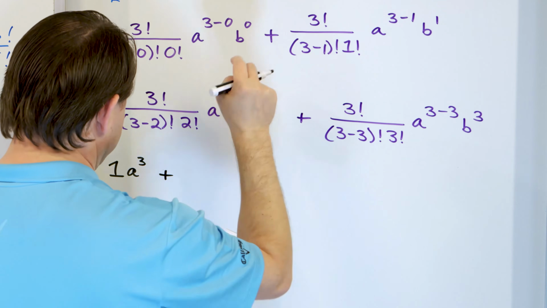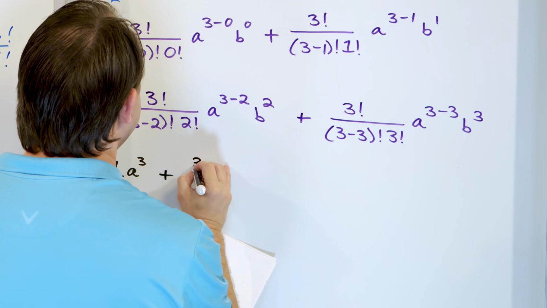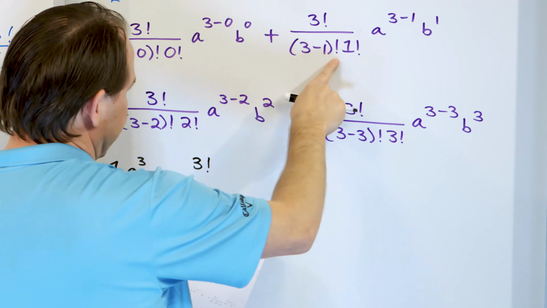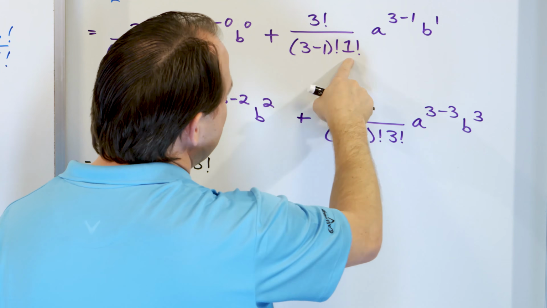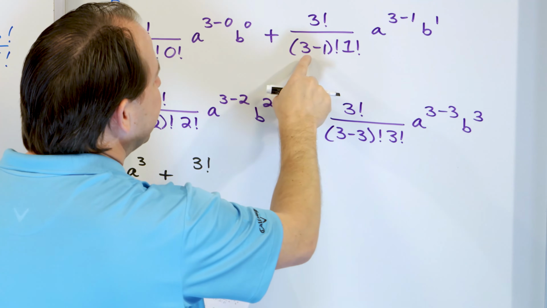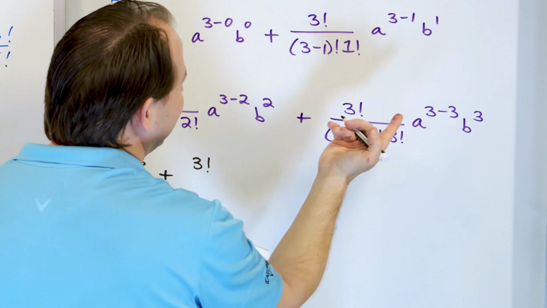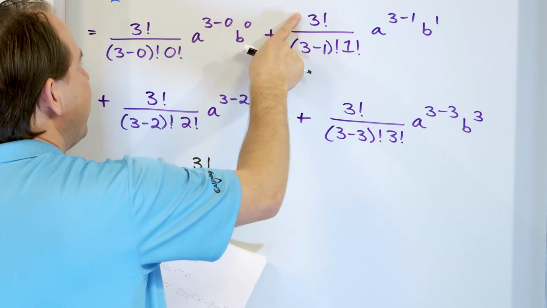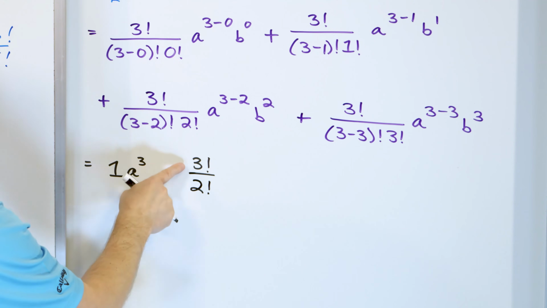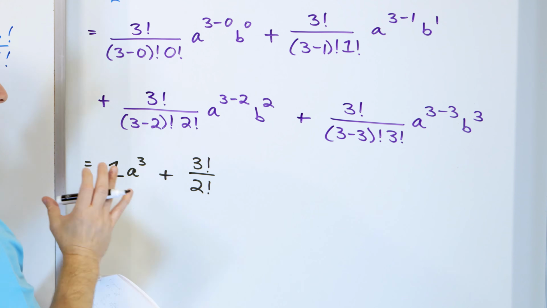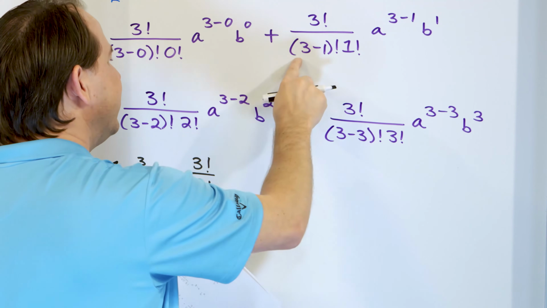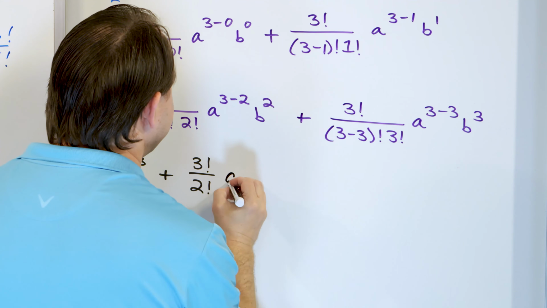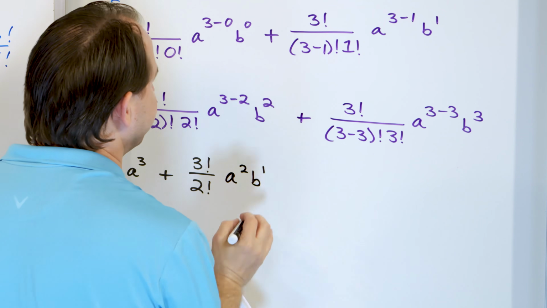This next term, what I'm going to have is a 3 factorial on the top. What am I going to have on the bottom? 3 minus 1 is 2 factorial times 1 factorial. But 1 factorial is just 1, so it's 2 factorial times 1, so it's just 2 factorial. So just write it as 3 factorial over 2 factorial. I know that we could do this in our head, but if you do too many things at once, you'll make a mistake. So just simplify things and just leave it like this for this next step. Then you're going to have a squared b to the first power.